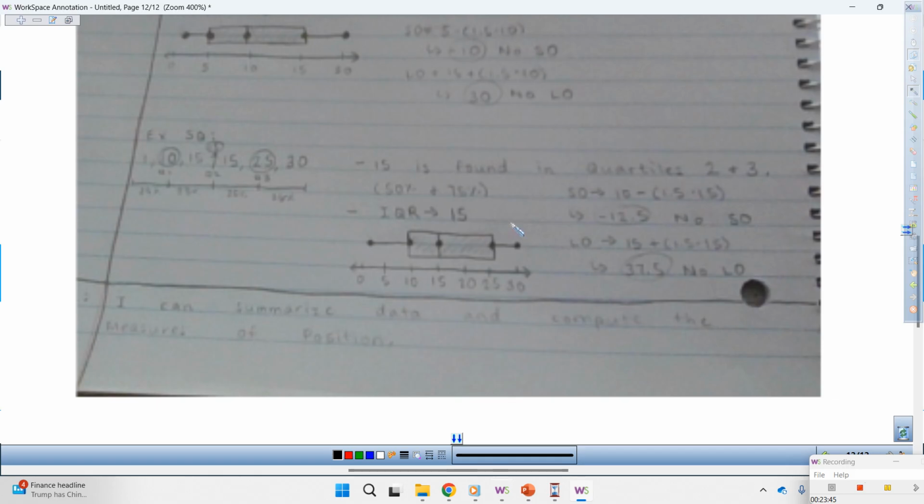That is correct. From there, they got their box plot. Here it is. And then they're checking for their small outlier. Once you substitute values, they got negative 12.5. So they wrote no small outlier. And then large outlier, they wrote 37.5 and no large outlier.